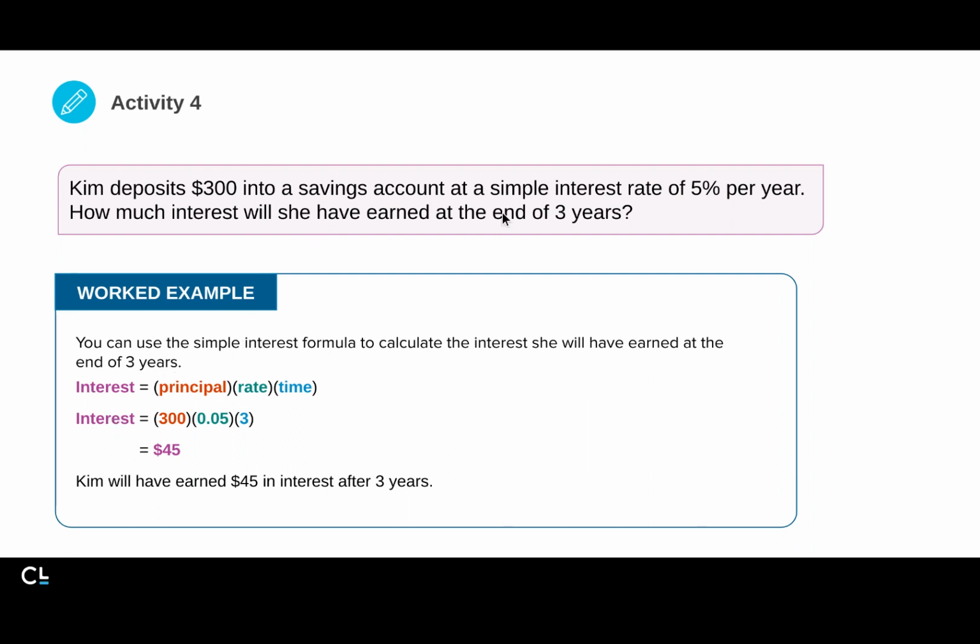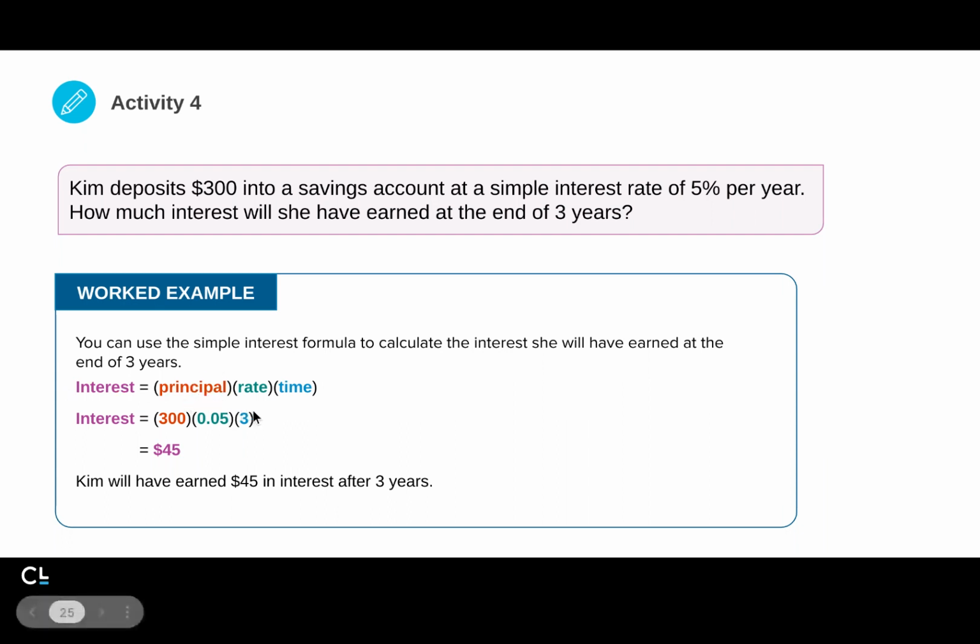Okay. They gave us the principal amount that she put in, $300. They gave us the rate, 5%. So that means 0.05 is what I'm multiplying it by. And the time is 3 years. So I multiply all those together and I get the interest amount, the interest that she has earned. After 3 years, if she never puts another cent in there, she will have 300 plus this $45. Does that make sense? Okay, I hope so.